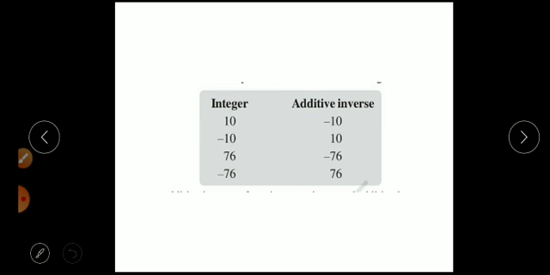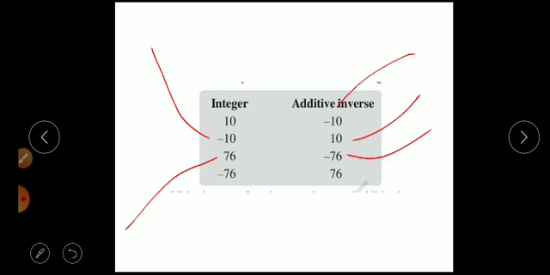Now what is additive inverse? Now suppose there is an integer 10. Now the additive inverse of 10 is of opposite sign and will be equal to -10. Similarly, the additive inverse of -10 will be equal to 10. Additive inverse of 76 will be equal to -76, and additive inverse of -76 will be equal to 76. So additive inverse is nothing but the opposite sign.